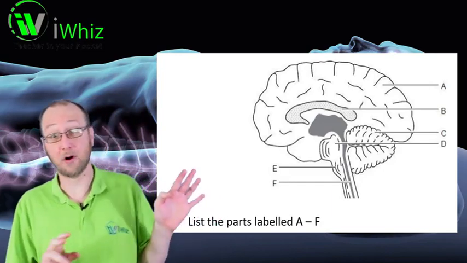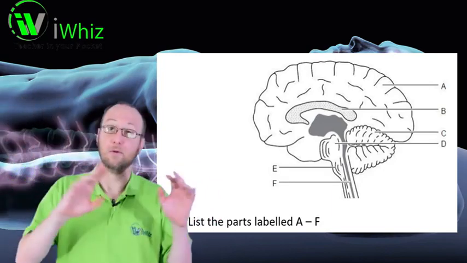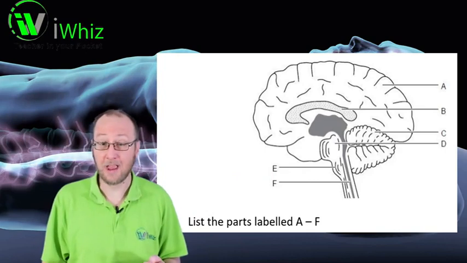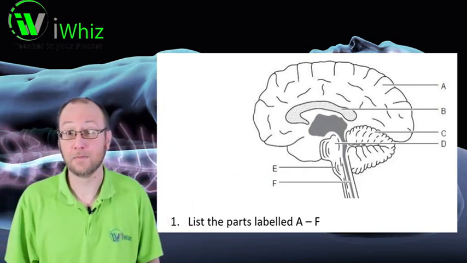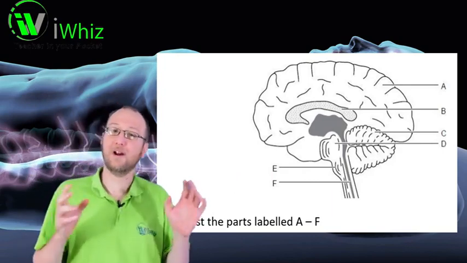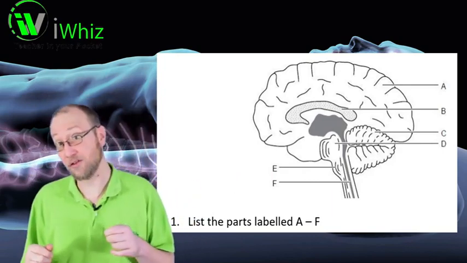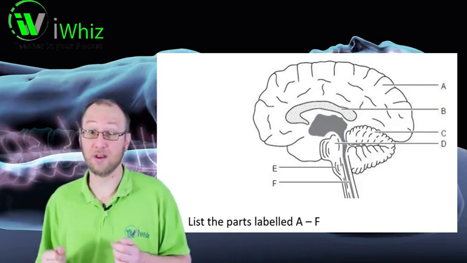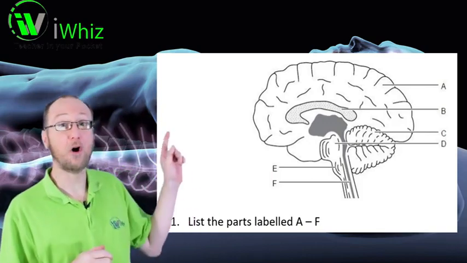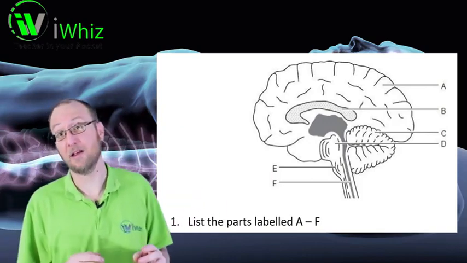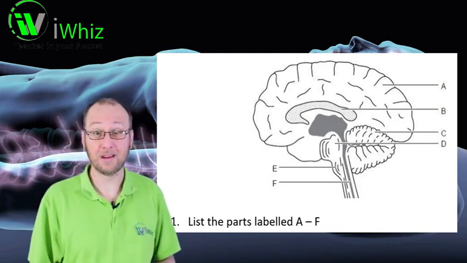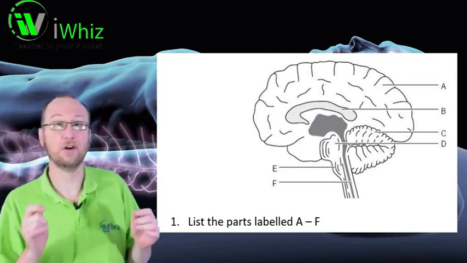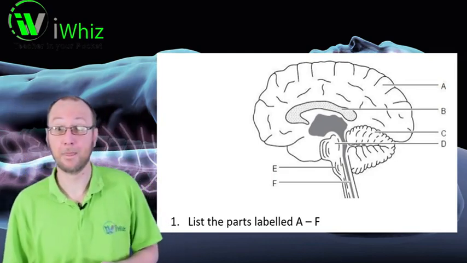So let's start with part A. This is the largest part of the brain, and we call that the cerebrum. Now, the brain has two hemispheres, the left and the right hemisphere, and they are connected by part B. Can you remember what we called part B? Okay guys, hopefully you said the corpus callosum.